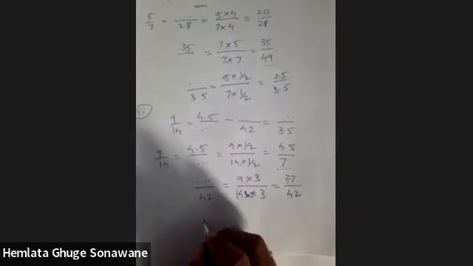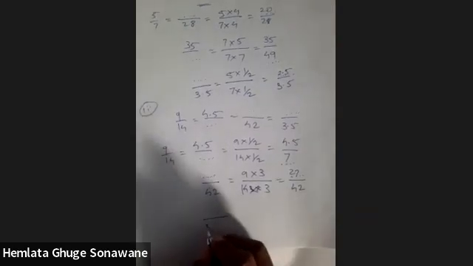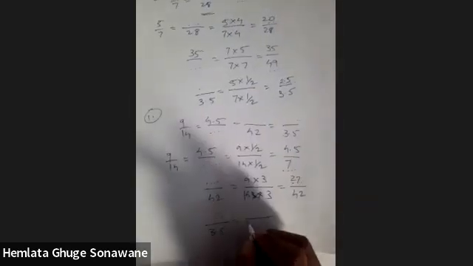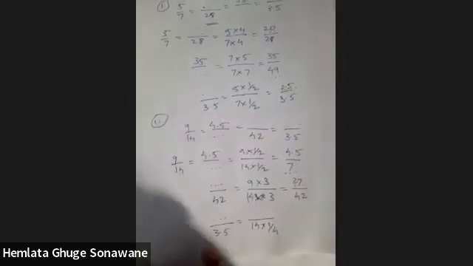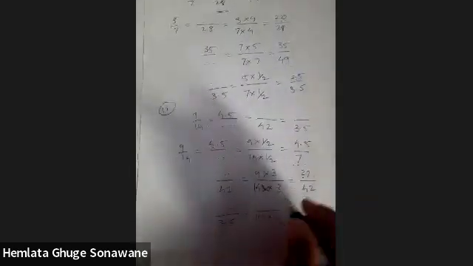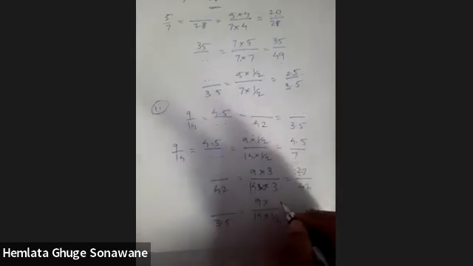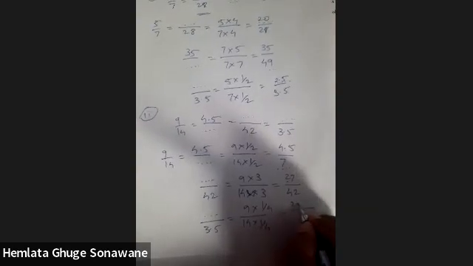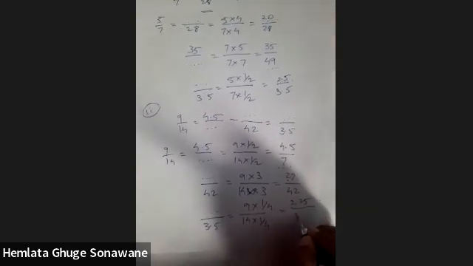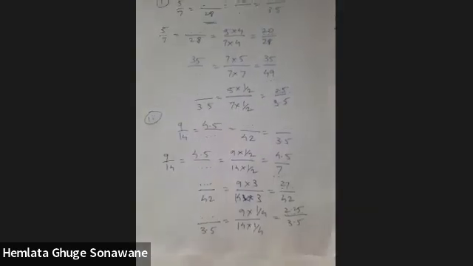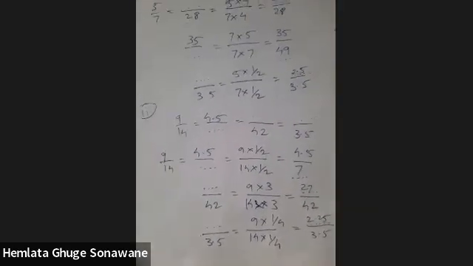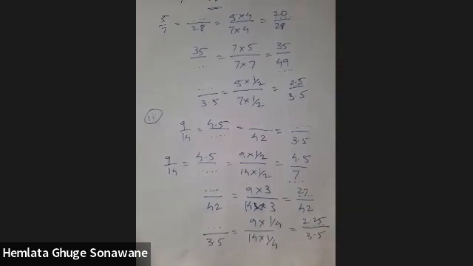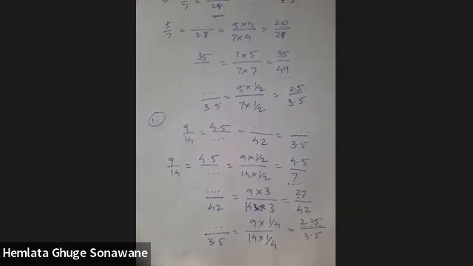And for the third example, fill in the blank upon 3.5. This 3.5 is 1/4 of 14. So 14 into 1 by 4 will be 3.5. So we'll do the same with 9 also. 9 into 1 by 4. That becomes 2.25. This is our answer. Just go through the solution.